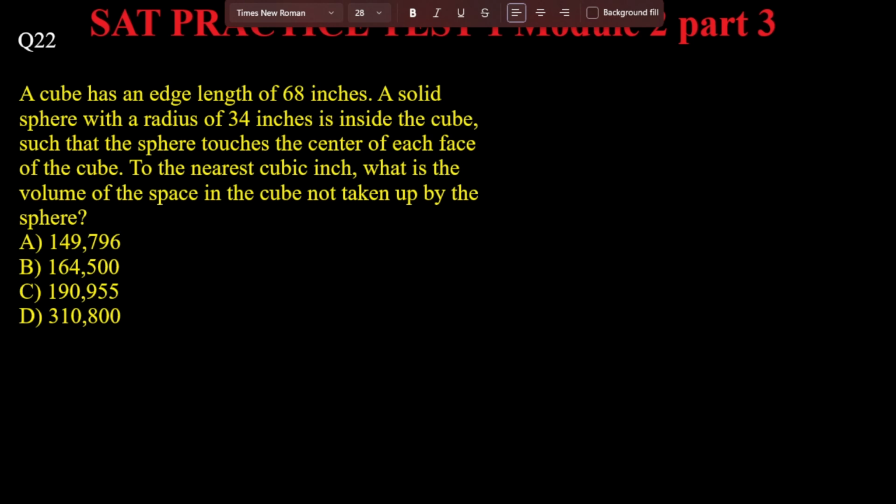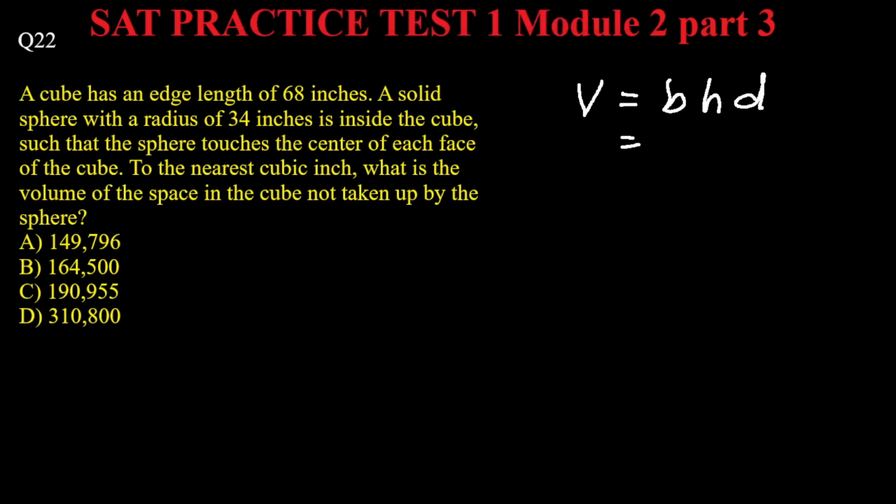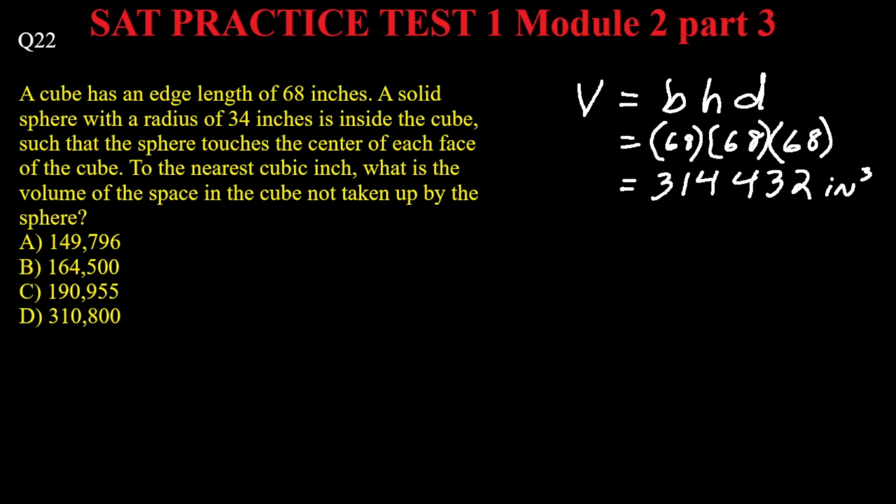So to set this up, we'll find the volume of both. We'll start with the cube. In the formula for base, height and depth, we will substitute 68 inches for each. And then once we multiply, 68 cubed is 314,432.